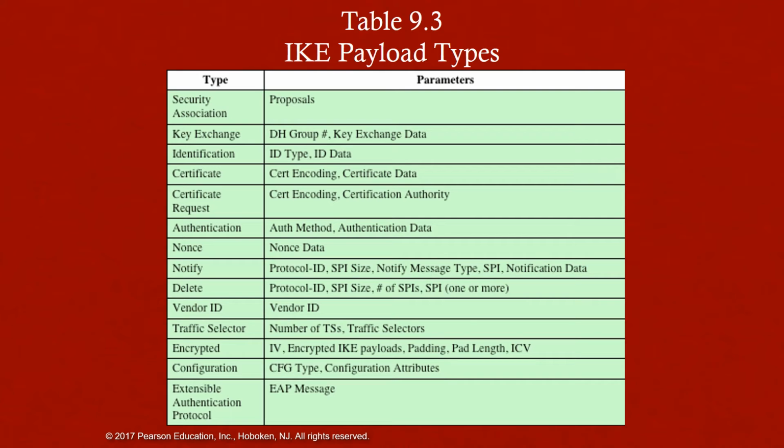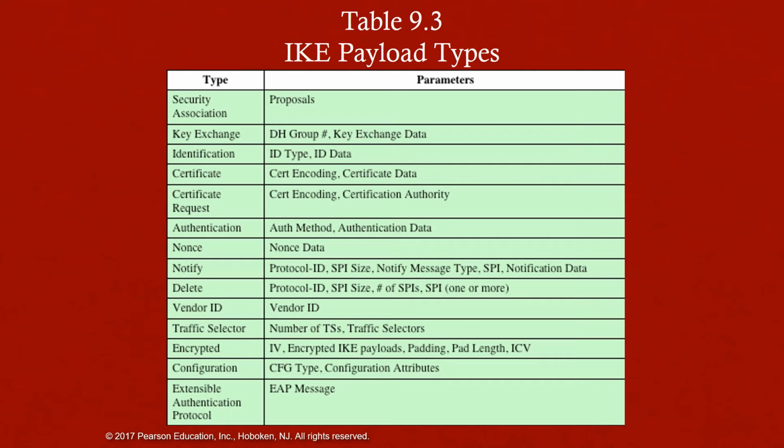The authentication payload contains data used for message authentication purposes. The authentication method types so far defined are RSA digital certificate signature, shared key message integrity code, and DSS digital signature.